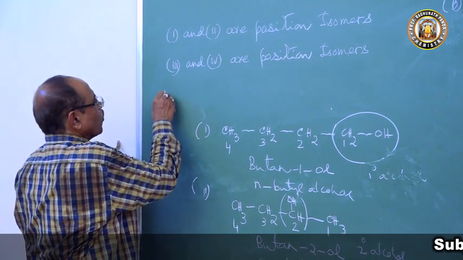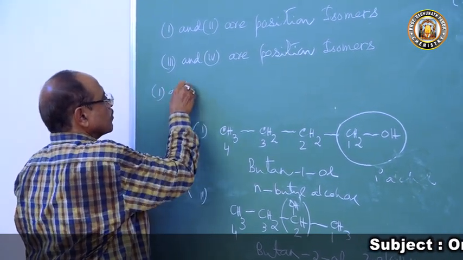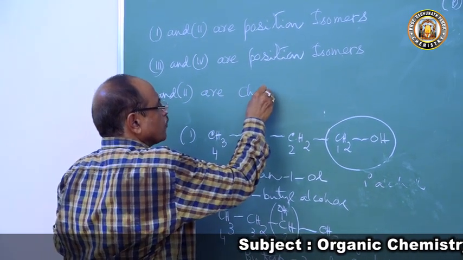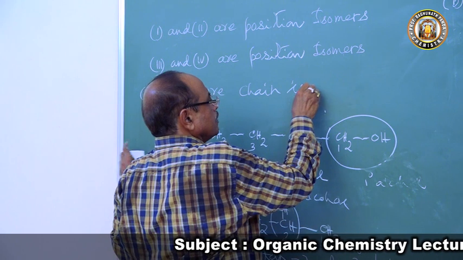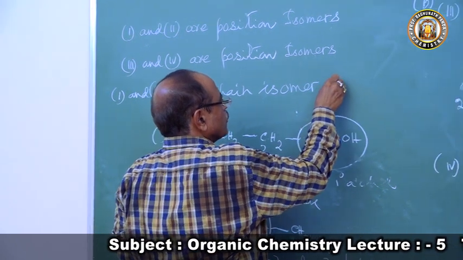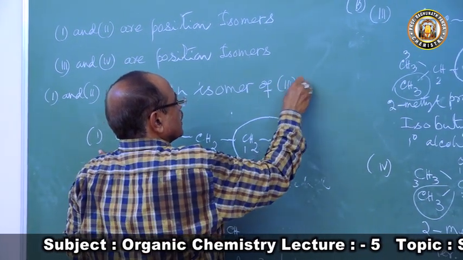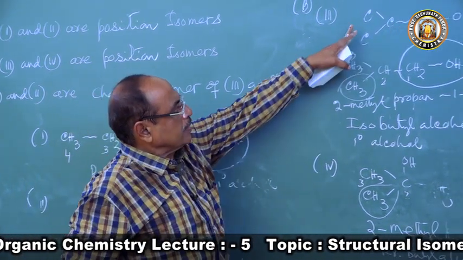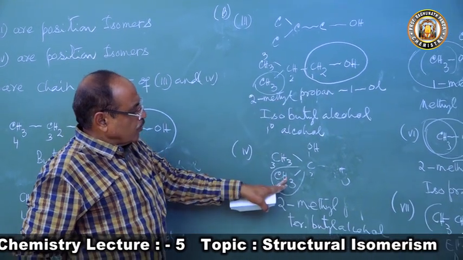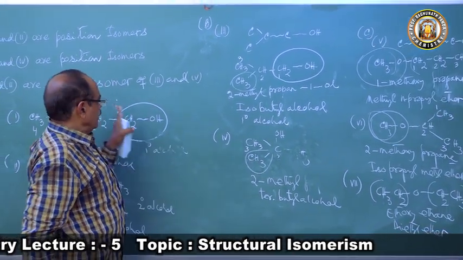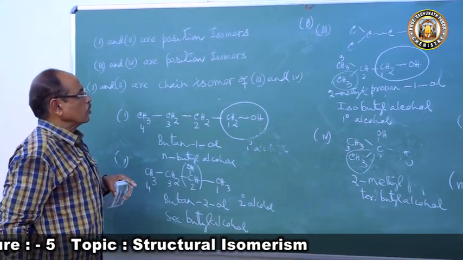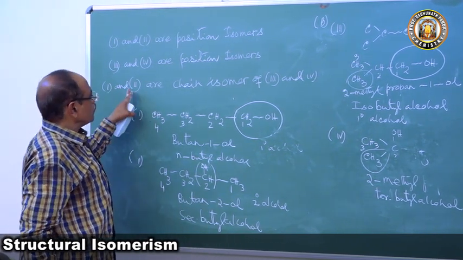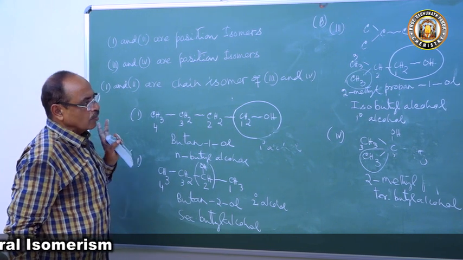So we will say 1 and 2 are chain isomers of 3 and 4, because 3 and 4 are branch chain, but 1 and 2 are normal chain. So 1 and 2 are chain isomers of 3 and 4.